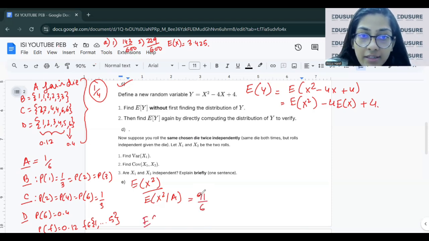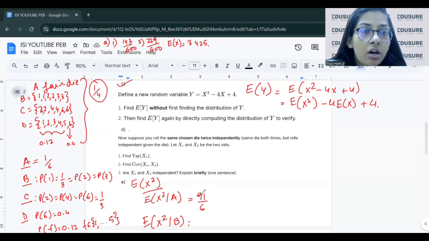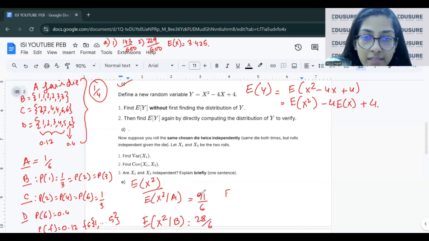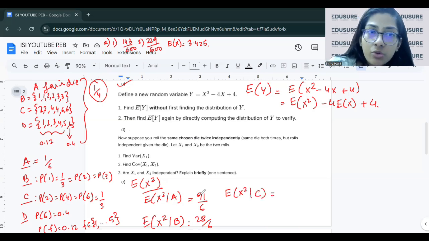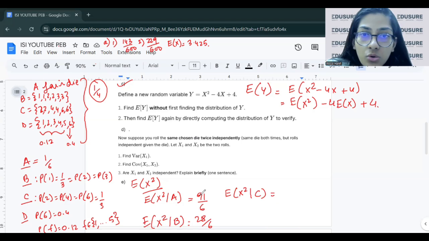Okay. Expectation of x square given b, very easy. 1 square plus 1 square plus 2 square plus 2 square plus 3 square plus 3 square. So this is going to be 9, 9, 18, 18 and 8 is going to be 26, 26 and 2, which is going to be 28. So 28/6. Expectation of x square given c is going to be what? So 2 square plus 2 square plus 4 square plus 4 square plus 6 square plus 6 square by 6. So वो आपका आ रहा है basically 112/6, okay?